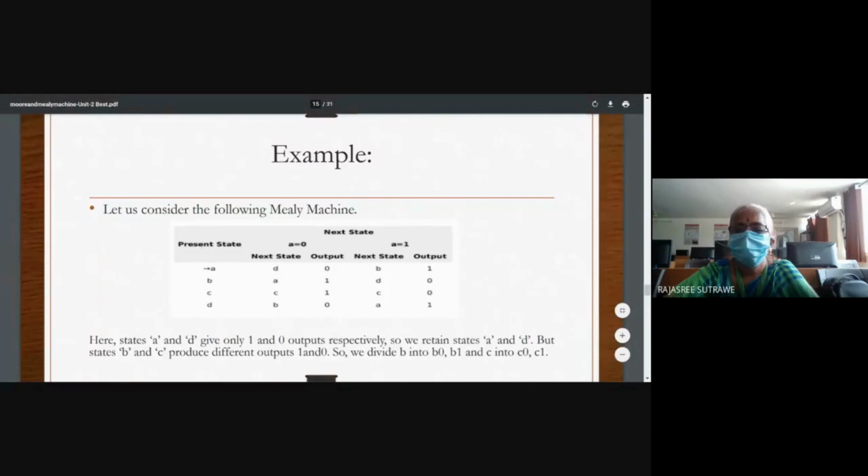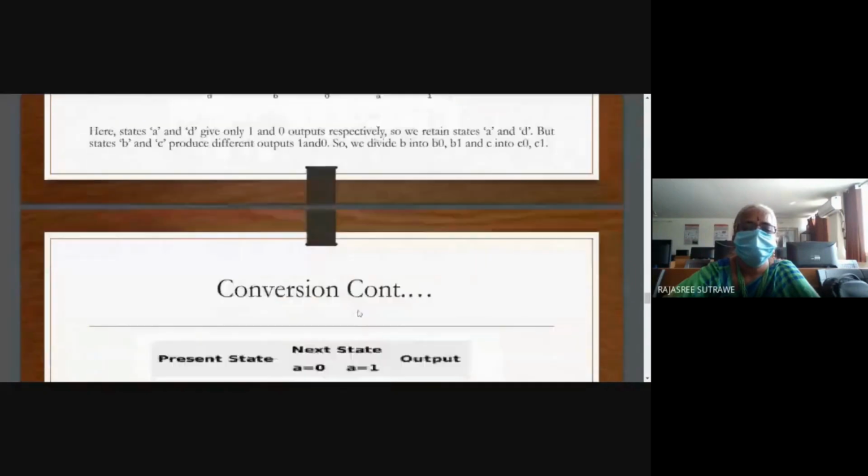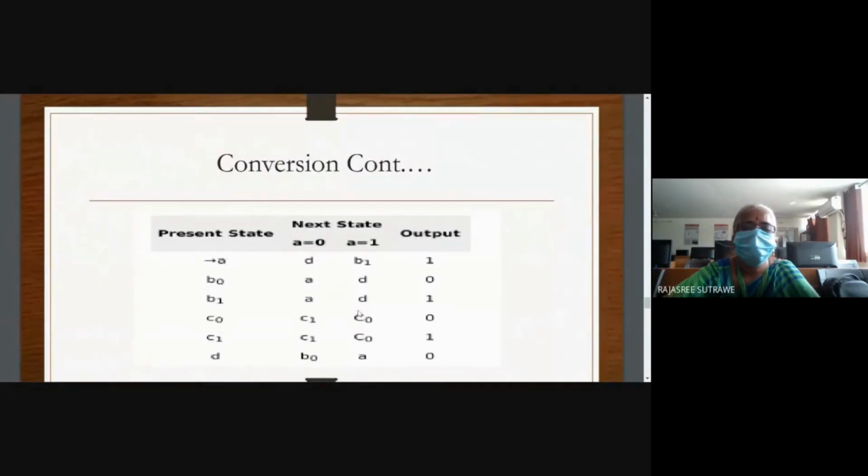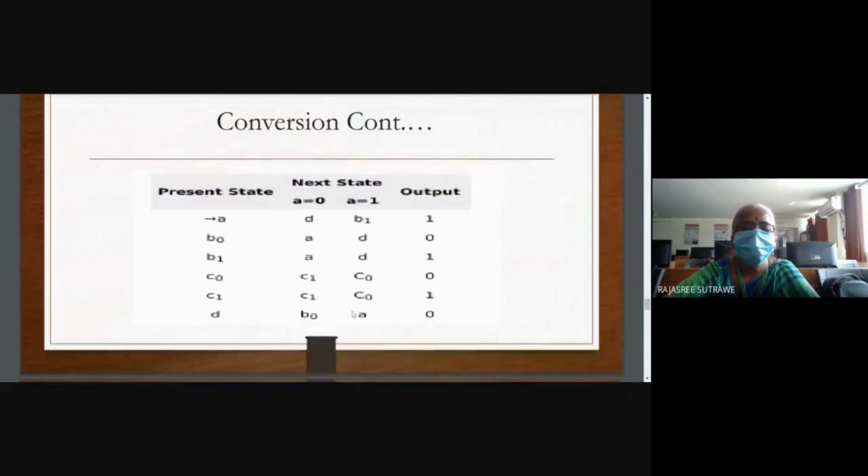So if you see here, for B and C, we have different outputs. So we divide B into B0 and B1, because we have for B 0 and for B we have 1. So we call them B0 and B1. And for C also, we have two outputs, C equal to 0 and C equal to 1. So we call them C0 and C1. So next, we'll go for C here. For the same, we are going for more here.